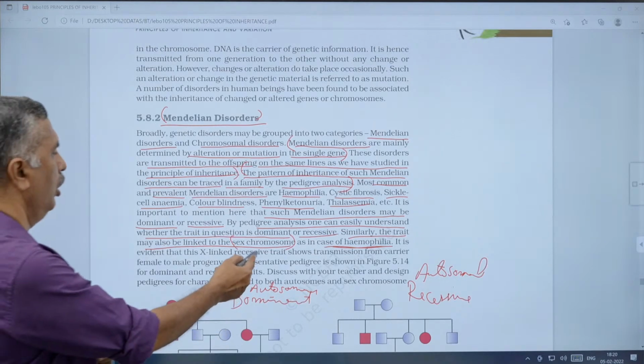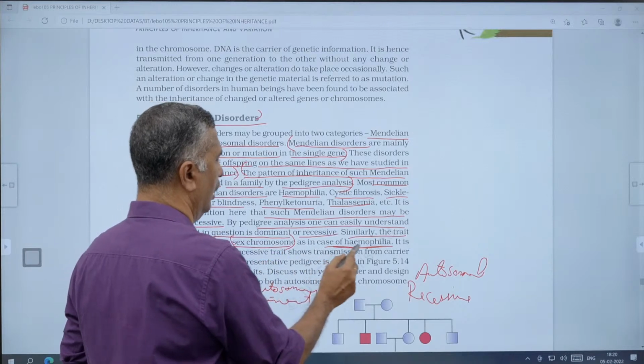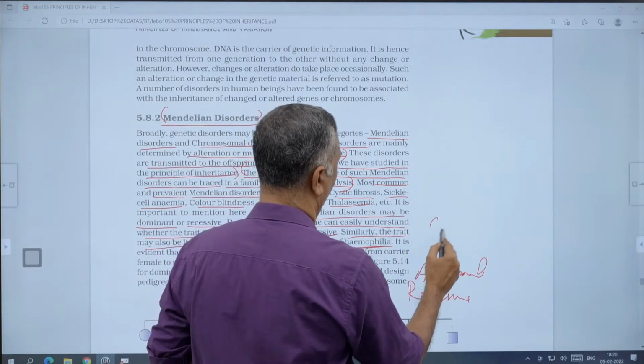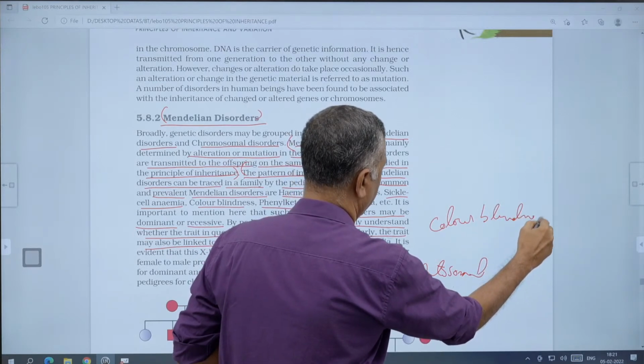As in the case of hemophilia, the disorders on the sex chromosome, or sex linked disorders, are hemophilia and one more, color blindness. Those are the typical examples we have to study.